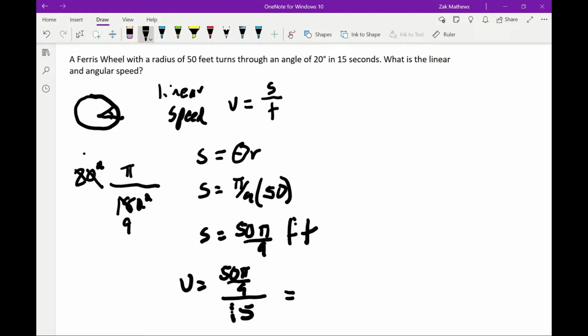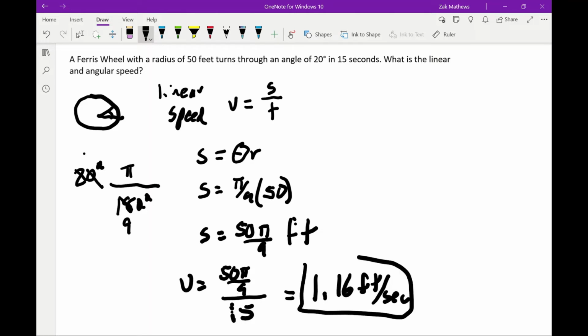So we'll type in our 50 pi over 9 divided by the 15. And so when we do that, I believe we get an answer of 1.16, and our units there would be feet per second. So every second you're traveling 1.16 feet.